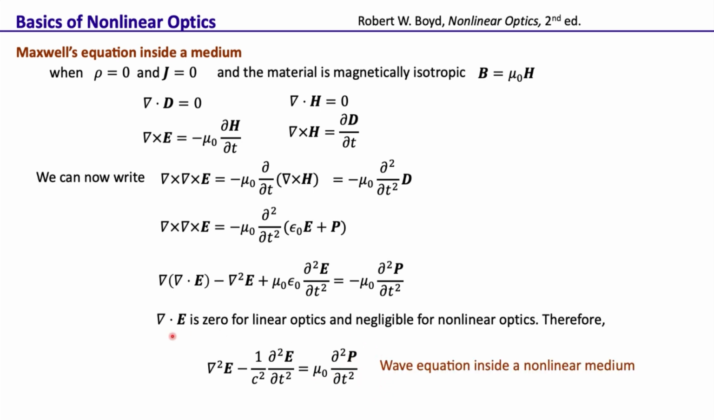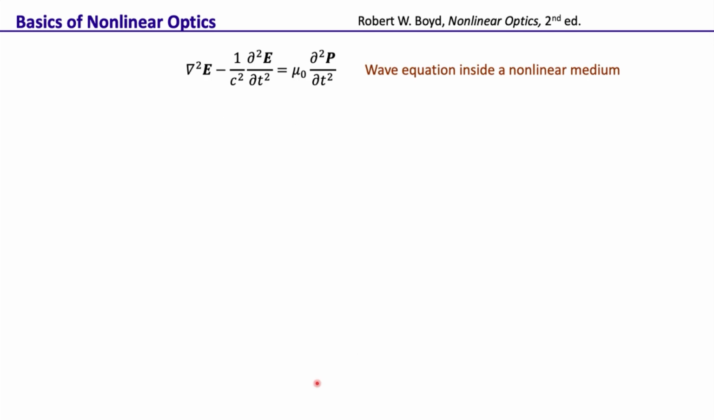So this is the wave equation inside a nonlinear medium. And of course, when P is equal to 0, we get the vacuum equation: del squared E minus 1 over c squared del squared E by del t squared equal to 0. That is the regular wave equation that we are all familiar with. But when it's inside a medium which has a polarization, that is the wave equation. Okay, so this is the wave equation inside a nonlinear medium.